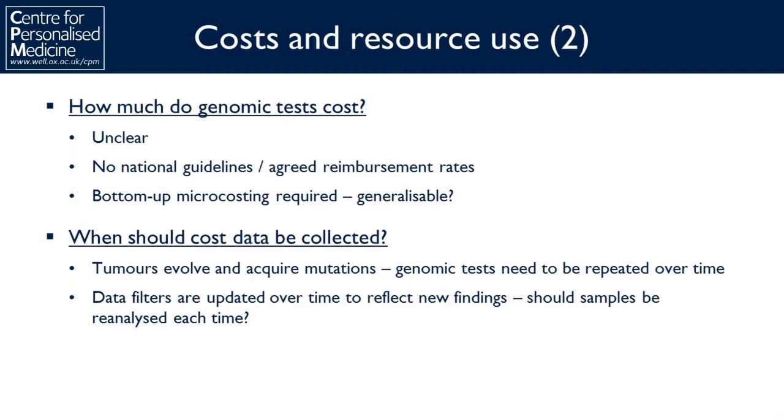And then finally, you need to think about when to collect cost data. We have a couple of problems here. So firstly, tumours evolve over time, tumours acquire new mutations. These all have different clinical implications that you might want to take into account, so you might need to repeat genetic tests over time. Obviously this has a cost implication. And similarly, the literature doesn't stand still, it moves on, and tests are often packaged with filters that present a subset of information to clinicians, just the information they need to make a decision. As the literature evolves, the amount of information that could be presented to clinicians changes, so you may need to update the filters, and then you need to think about retesting patient samples, and again this has cost implications.